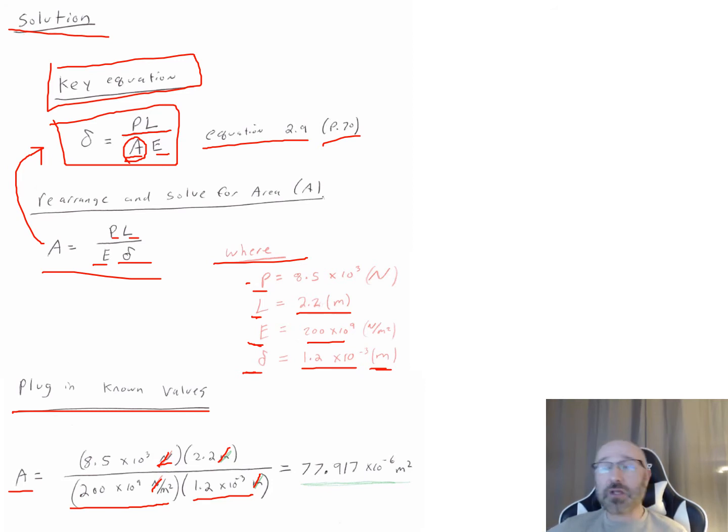I plug this into a calculator, Excel, MATLAB, Python, your choice. And I end up with calculating my area now of 77.917 times 10 to the negative 6 in units of meters squared. So now I have my area.